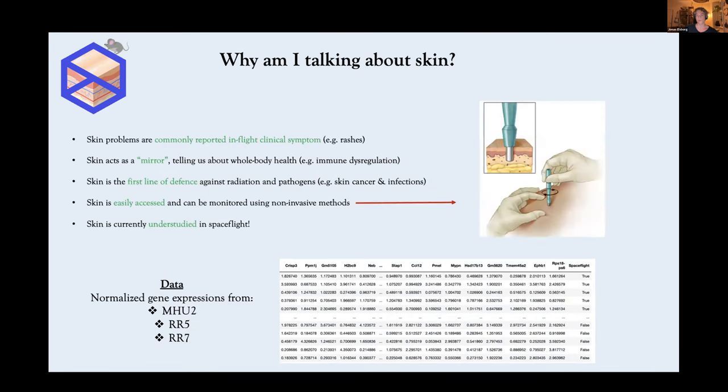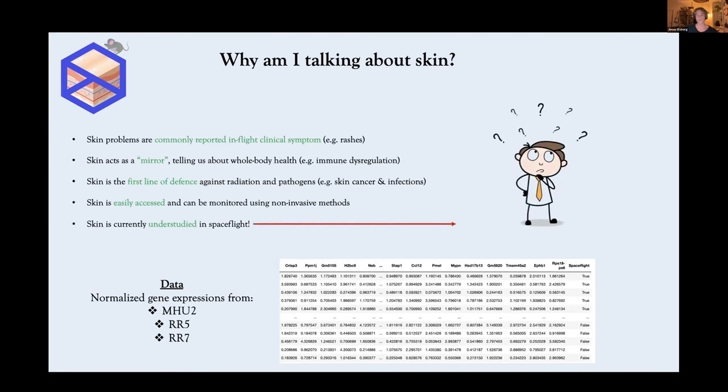But on the other hand, from a more pragmatic perspective, skin is easily accessed. It's easy to probe. You can take a sample quite non-invasively. It doesn't really hurt. And if we knew how to solve these skin issues, we probably wouldn't be having them when we go to space. So basically, this is understudied. Our data consists of normalized gene expressions from bulk RNA-seq from the MHU2 JAXA mission and the Rodent Research 5 and 7 missions. So basically, you have thousands of genes, their expression, and then spaceflight status, whether the mouse has gone to space or not.